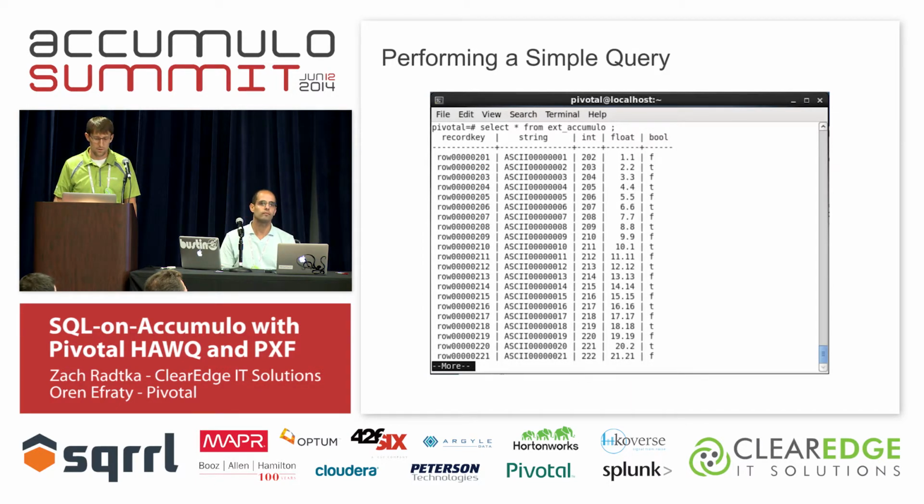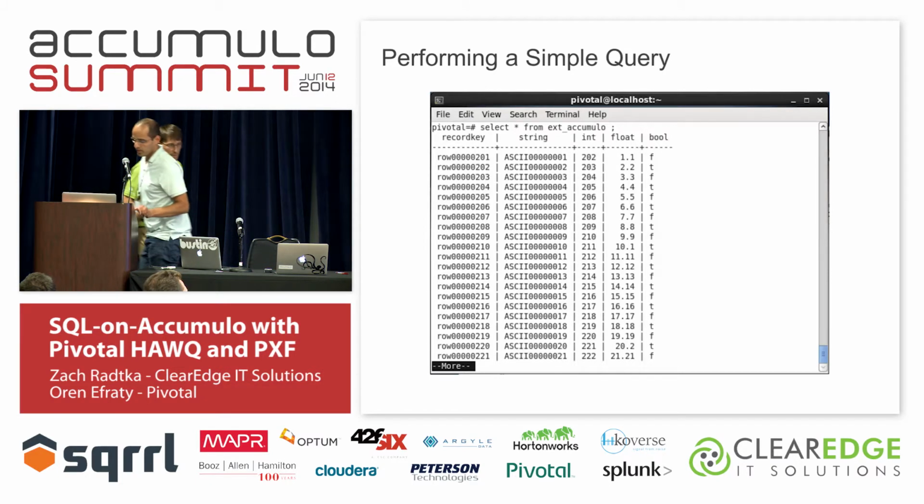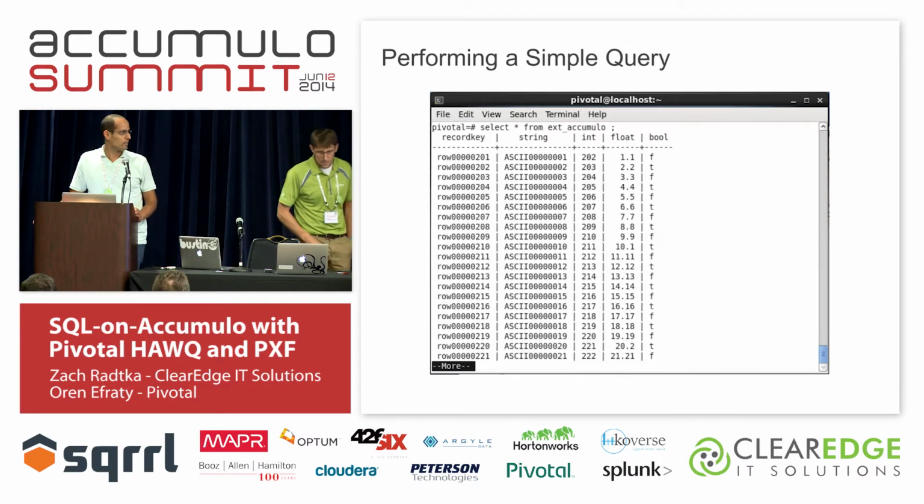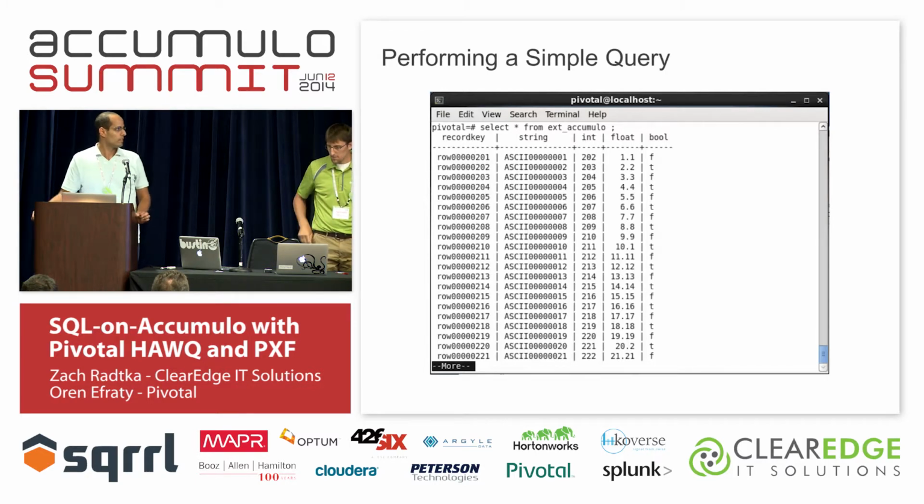How is a join performed? Well, the join is on top of two external tables in HAWQ. So the join itself is done by HAWQ in ANSI SQL. No MapReduce jobs are needed for it to execute.